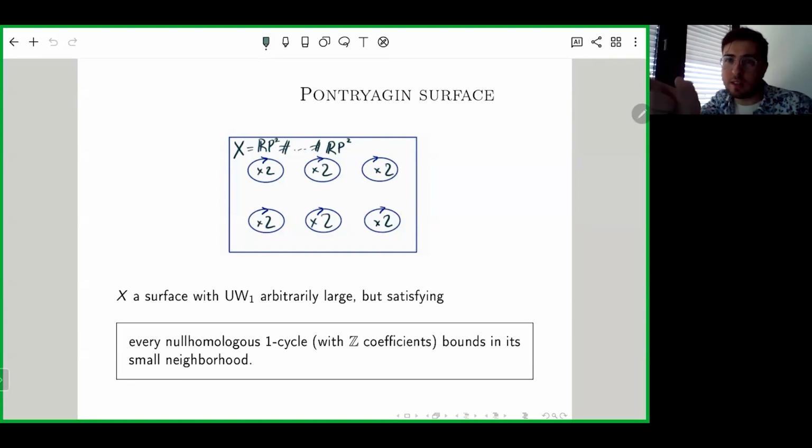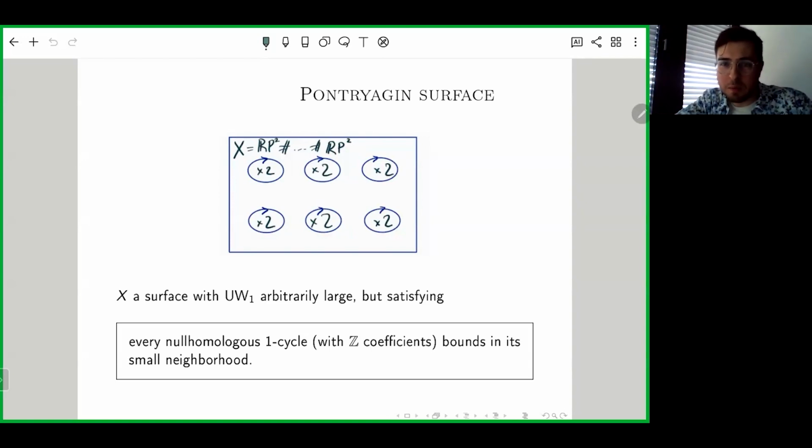Small means, like, I put those RP2s on a very fine grid, and there is the side length parameter of this grid, and this is what small means here. Yeah, so that's just a cute example.